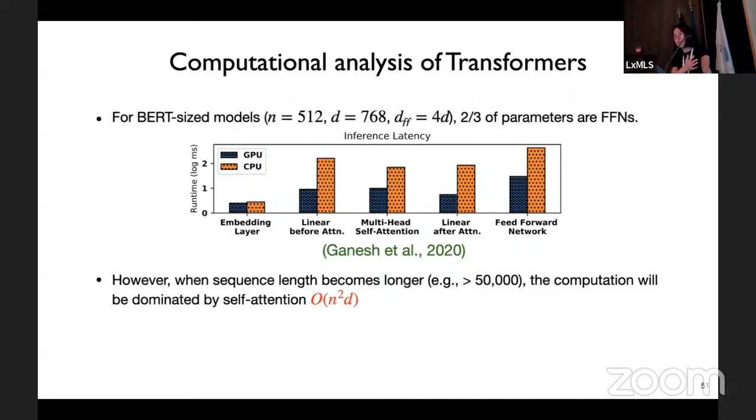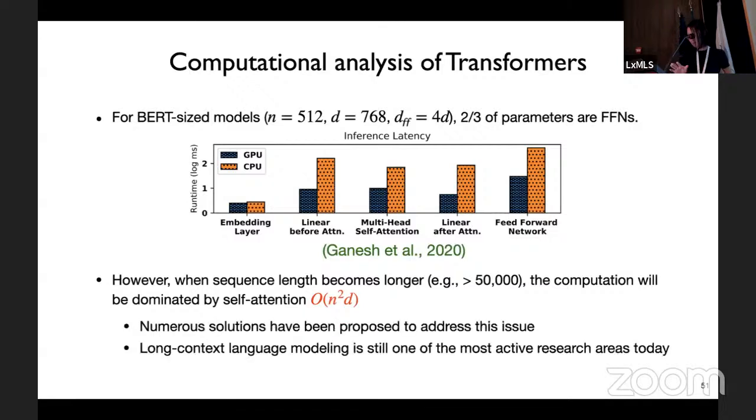But the situation changes if the sequence becomes really large. At that time, people didn't consider sequence lengths like 50,000. But if the sequence length becomes really large, like 50,000, or today, like Gemini claims that they can scale up to 1 million tokens, that means the computation will be dominated by self-attention, which involves this quadratic computation.